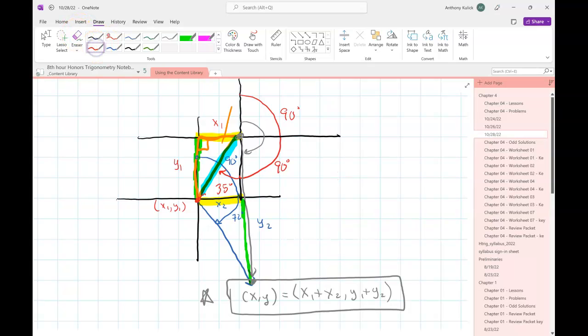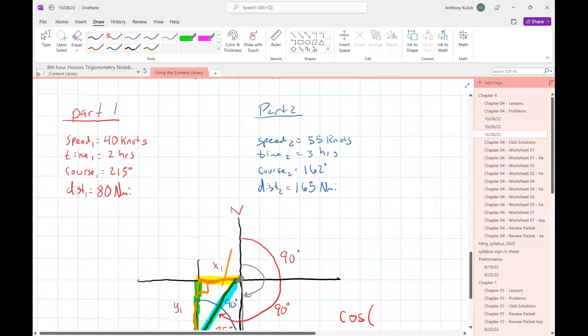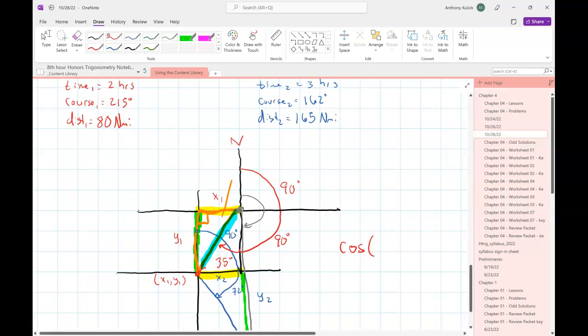Instead, I can just use my standard position angle to find it. So if my course was 215, what was my standard position angle going to be here? 90, 90, and then 55.